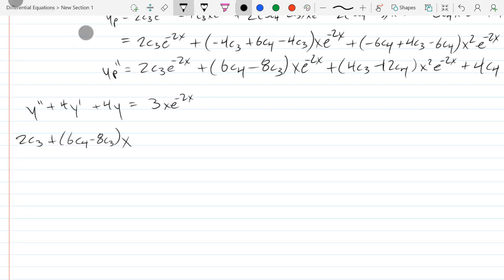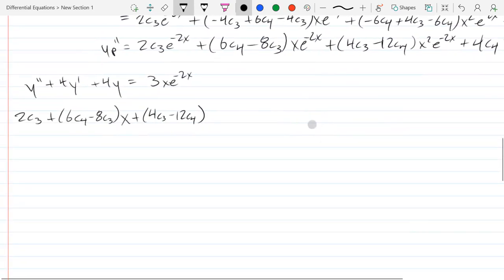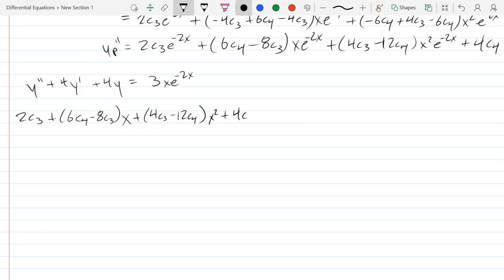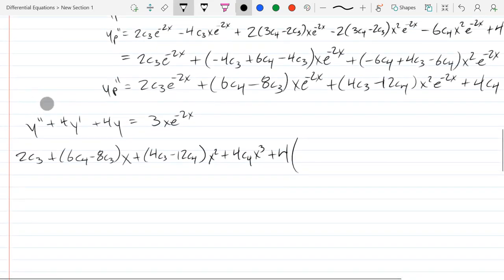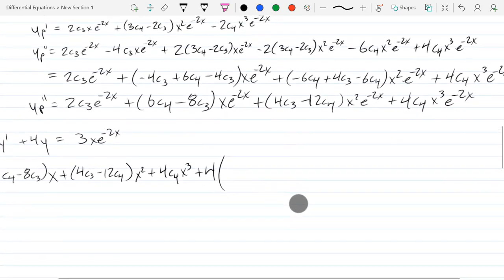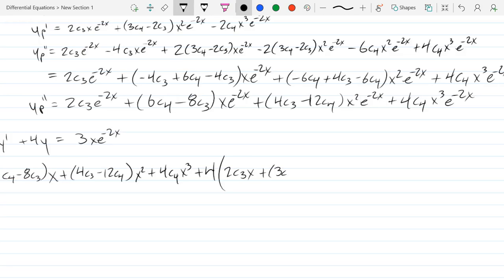I'm trying to write small. The x's are super important, but not the e to the negative 2x part. So it's just arranged by powers of x, basically. Yeah, exactly. I think I'm going to have to go to two lines anyways. Plus 4c4 x squared plus 4c4x cubed plus 4 times that. No, that. 2c3x.